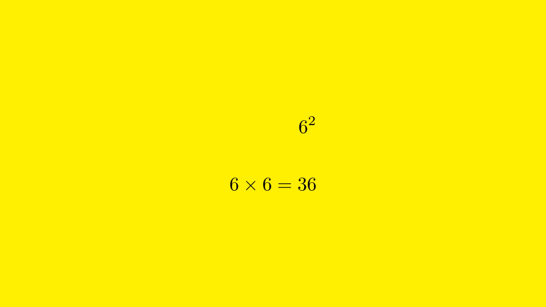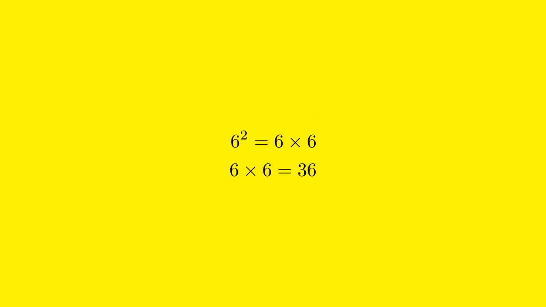To clarify, 6 raised to the power of 2 is the same as saying 6 times 6. At this stage, the expression 6 raised to the power of 2 is changed to 6 times 6. This is because raising a number to a power is a shorthand way of expressing repeated multiplication.